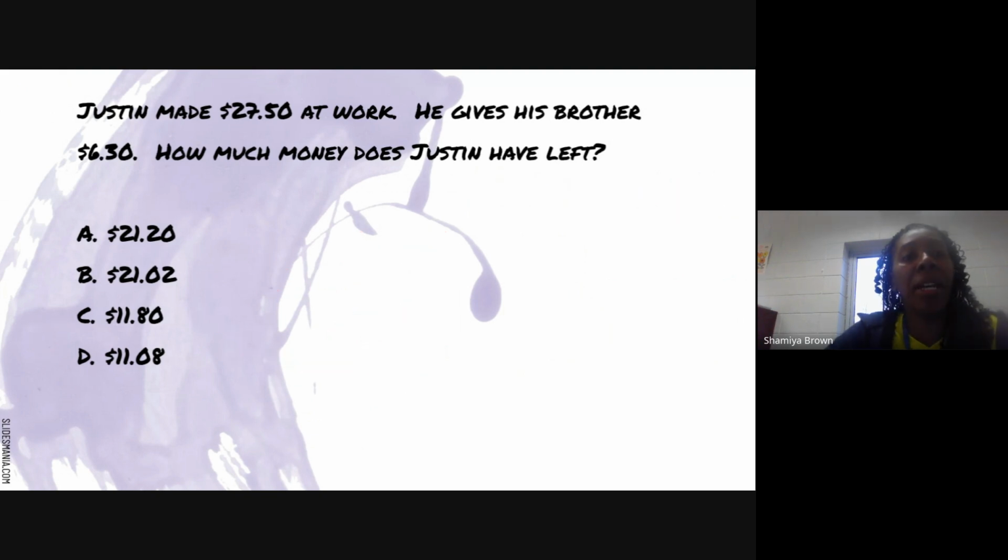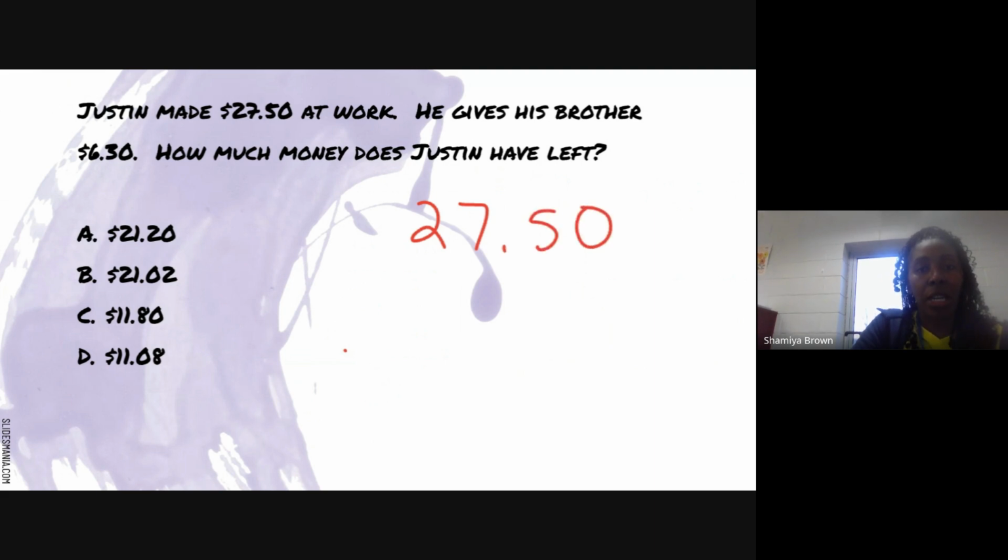Says Justin made $27.50 at work. He gives his brother $6.30. How much money does Justin have left? So that's a simple subtraction problem. I know what he started with, $27.50. He gave away $6.30, so I have to just stack that up.